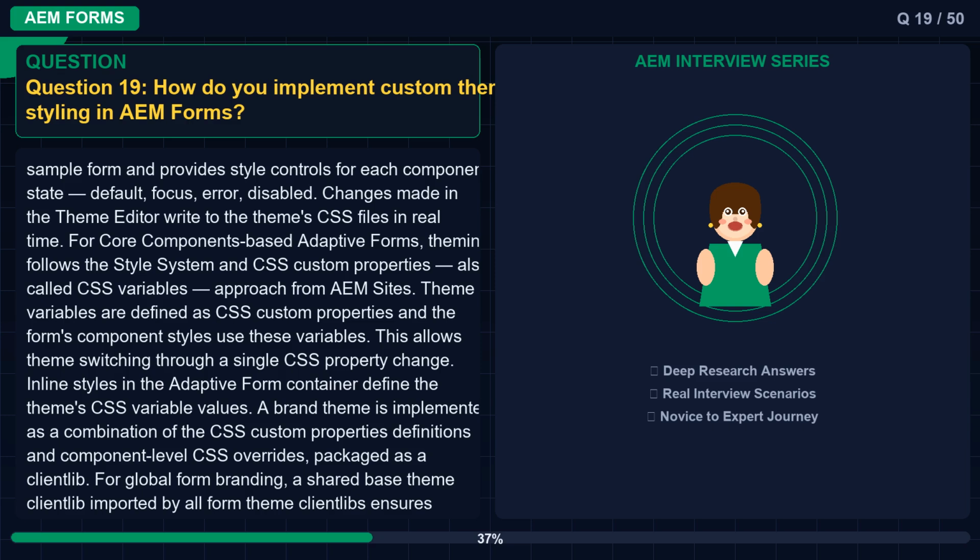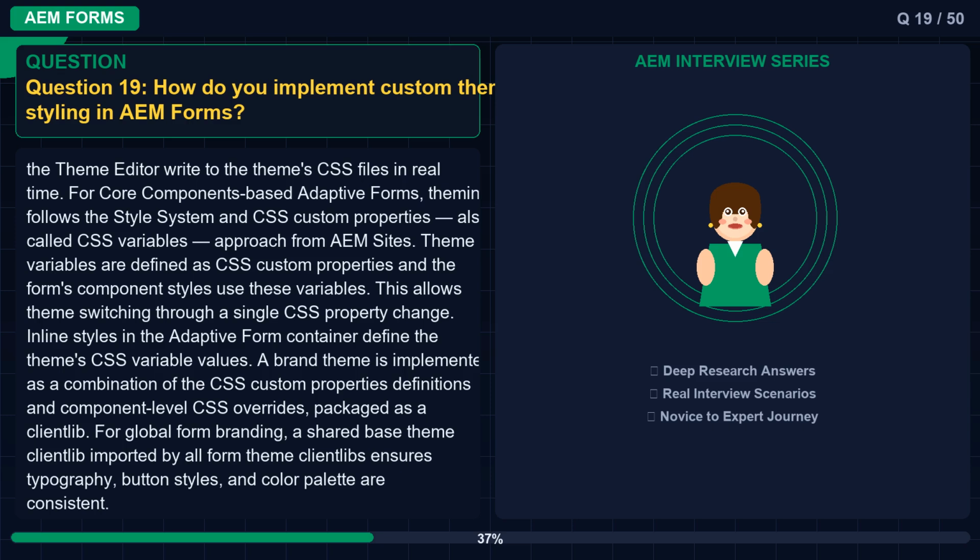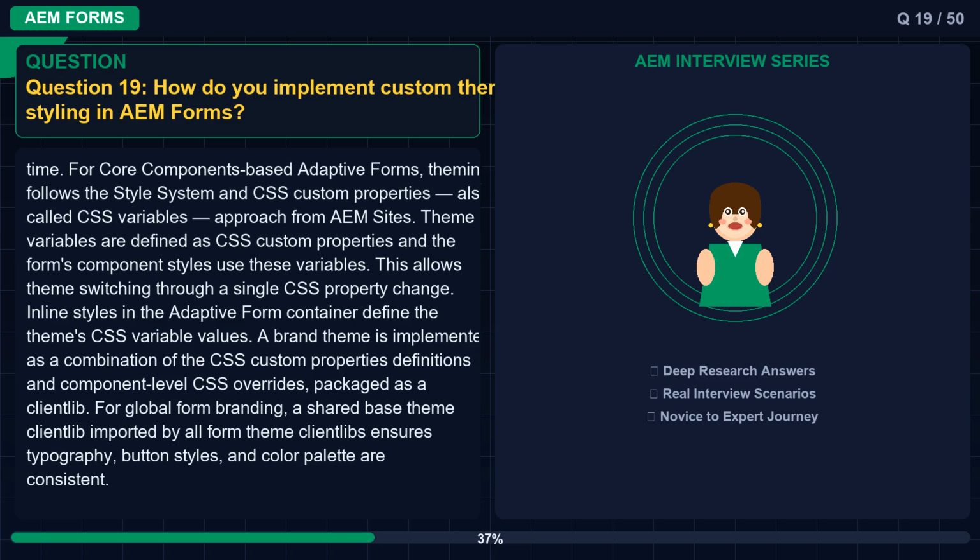A brand theme is implemented as a combination of the CSS custom properties definitions and component-level CSS overrides, packaged as a client lib. For global form branding, a shared base theme client lib imported by all form theme client libs ensures typography, button styles, and color palette are consistent.